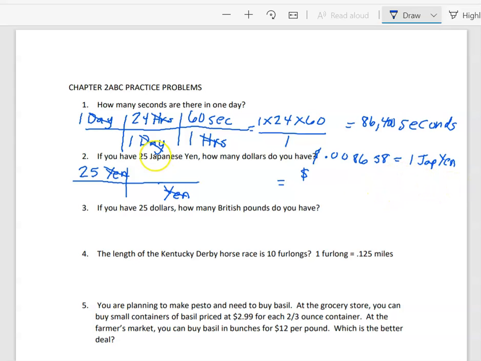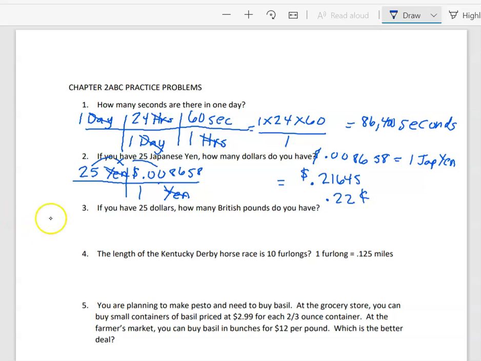Well, I can use that. So 1 Japanese yen would go on the bottom, and on the top I would put my dollars, 0.008658. Then I would take 25 times 0.008658 to get my answer in dollars, which would be $0.21645. If we had to round that, we would get 22 cents, basically.